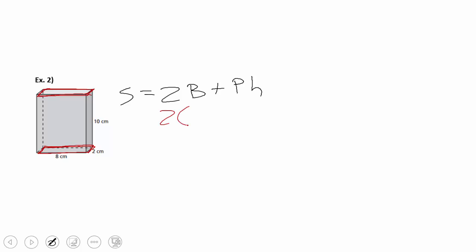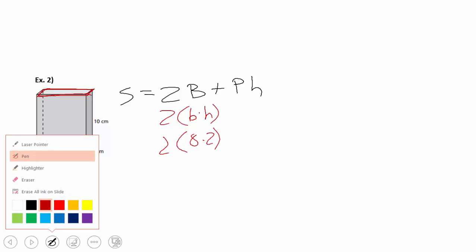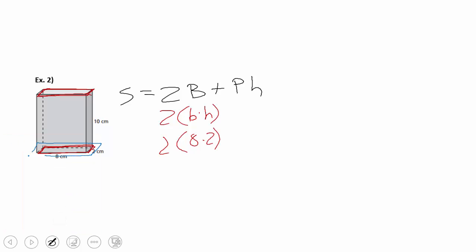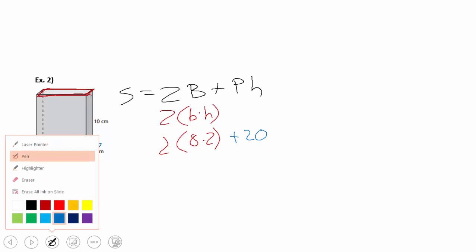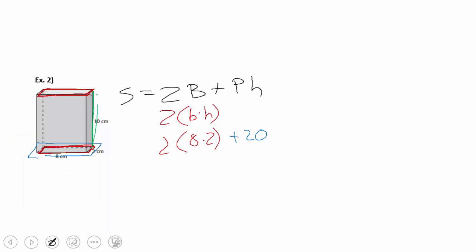So 2 times the area of the base, well the base is a rectangle, and you find that by going base times height. So that's 2 times, well my base is 8 times 2, plus the perimeter of that base, the distance around it, that's 8 and 2 is 10, plus another 8 and 2 is another 10, so plus 20. And of course the height, the distance between these 2 bases is 10.